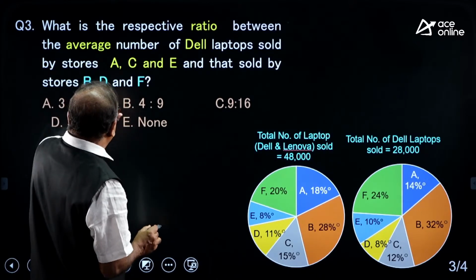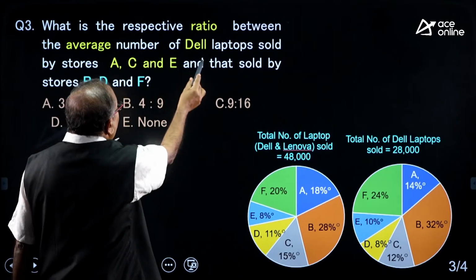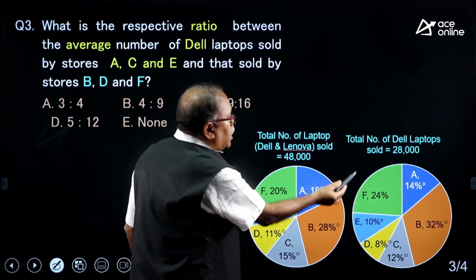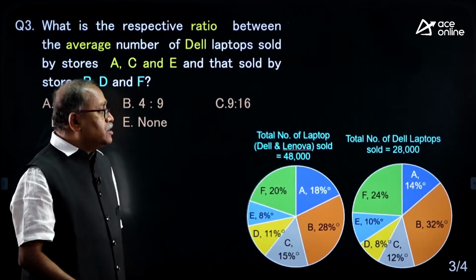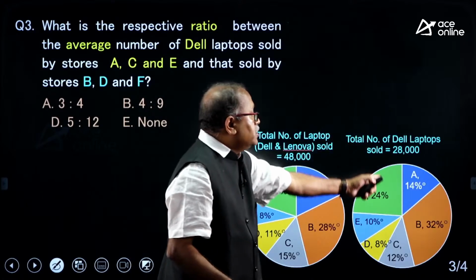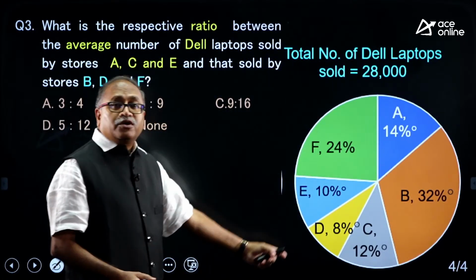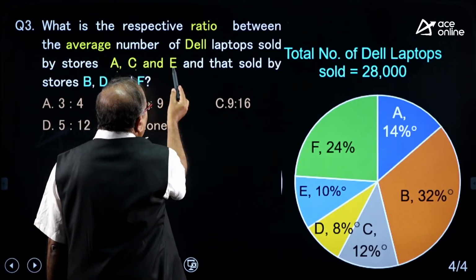So, here Dell, average of A, C and E. I need to work out only on this, the second one. I do not need both the pie charts because it is talking only about Dell. So, work out only on Dell. So, take that A, C and E.